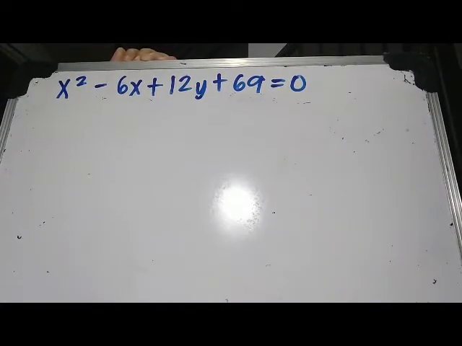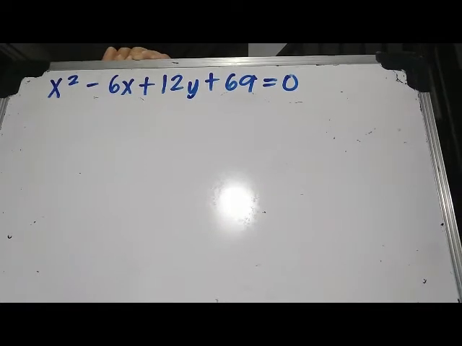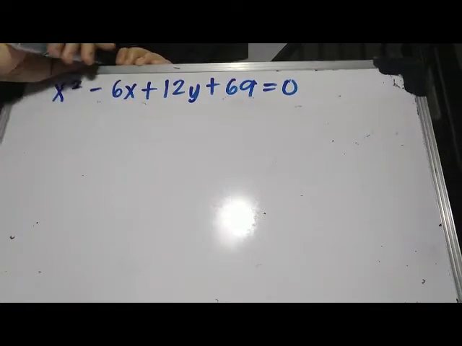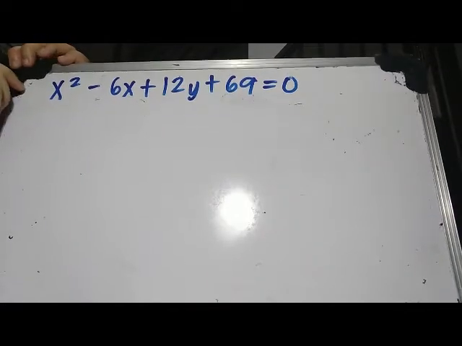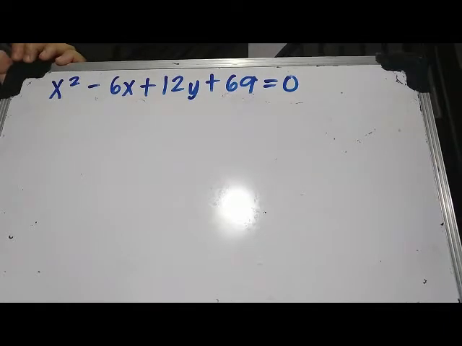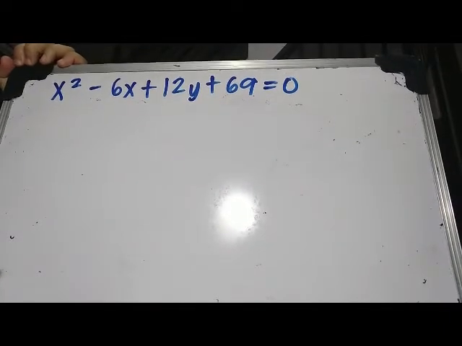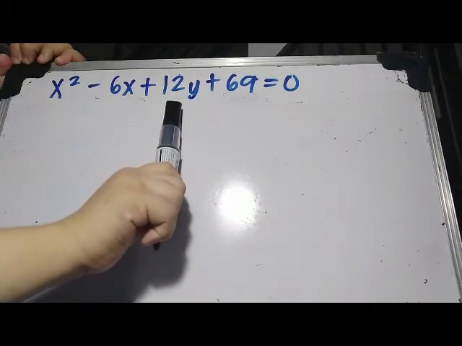Okay, so let's have our first example, x squared minus 6x plus 12y plus 69. So with this equation, we have x squared, so it easily gives us a hint that we need to isolate y on one side of the equation, and it will give us a vertical parabola. So let's do the first step. Let's isolate y in one side of the equation.